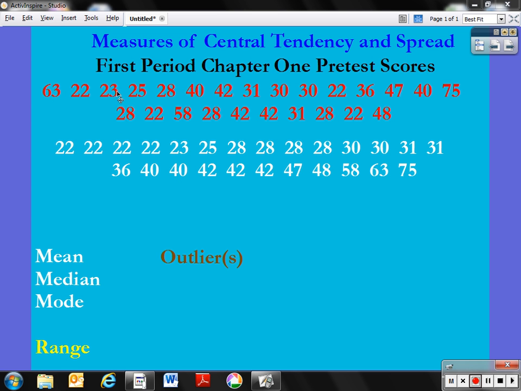So I have 1, 2, 3, 4, 5, 6, 7, 8, 9, 10, 11, 12, 13, 14, 15, 16, 17, 18, 19, 20, 21, 22, 23, 24, 25. I should have 25 values down here as well. 1 through 25.